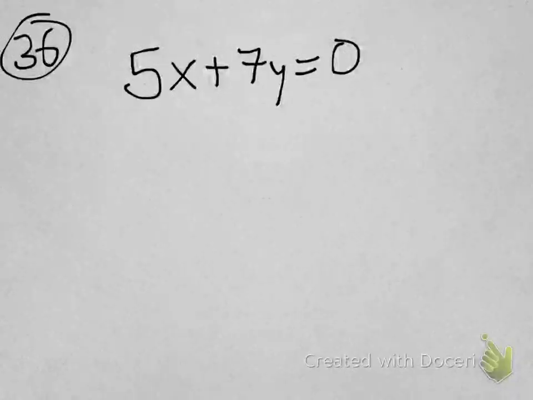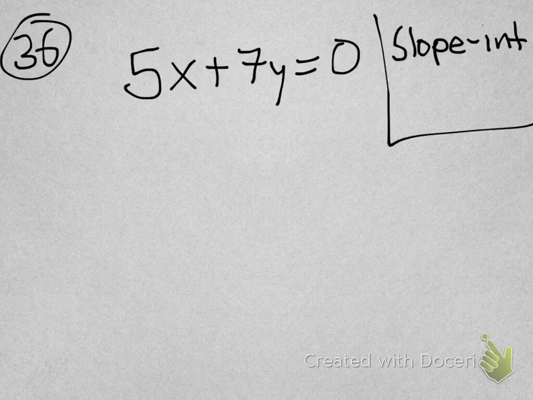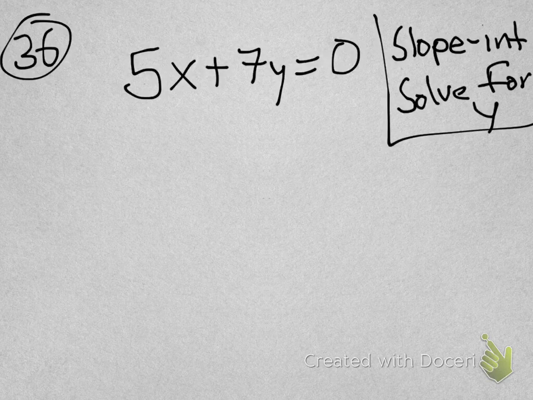All right, number 36 says to write the slope-intercept form of the equation of the line. Whenever it says to write it in slope-intercept form, you should think solve for y, or make y the subject. So what we're going to do is subtract this 5x from both sides.